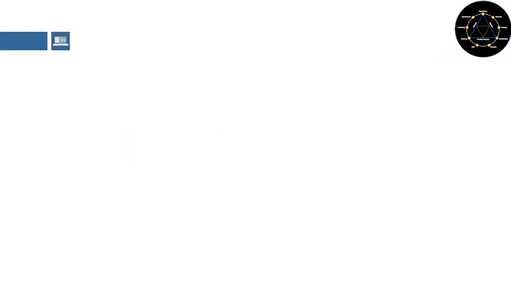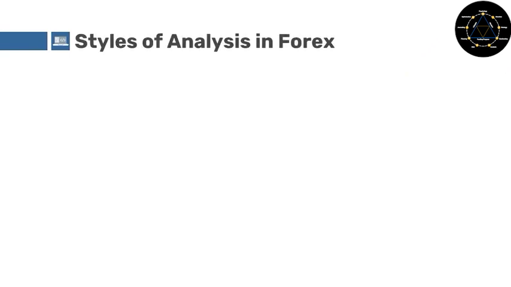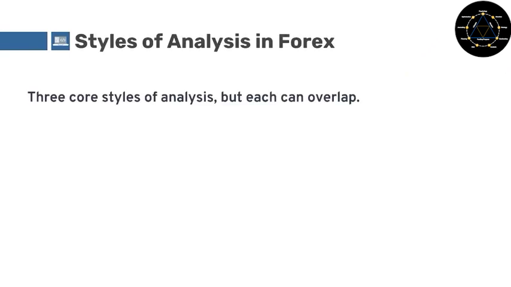So let's start off then with the styles of analysis in Forex. Now, there are three core styles, but you have to keep in mind that elements of these styles can overlap. So it's not like you have to stick to one specific style. Me, for example, I have a combination of two of these, and you'll probably find that most people do. Very rarely will you have just one specific style and that's it. There are very, very often these overlaps.